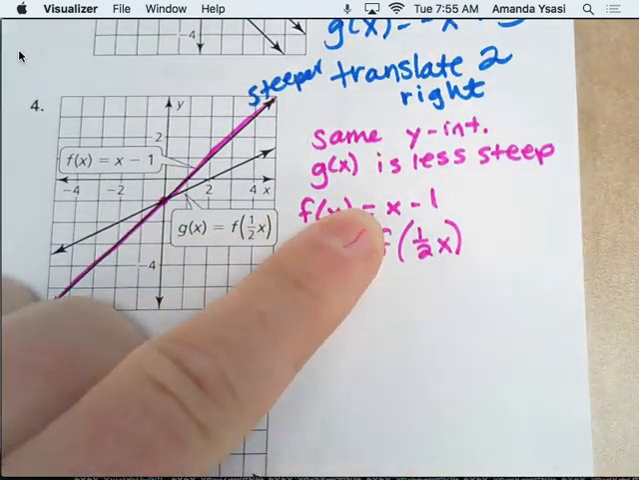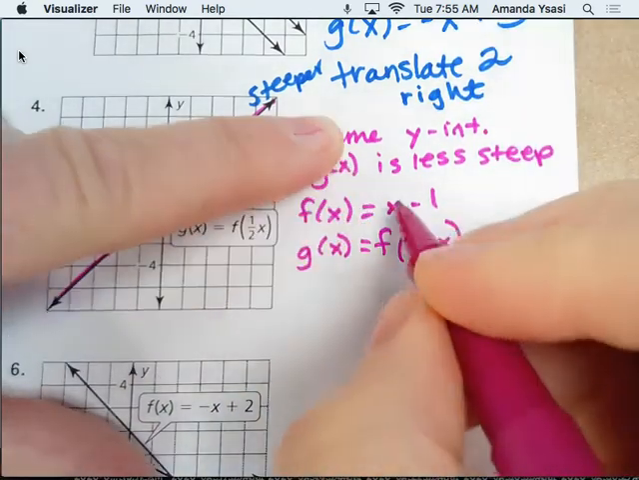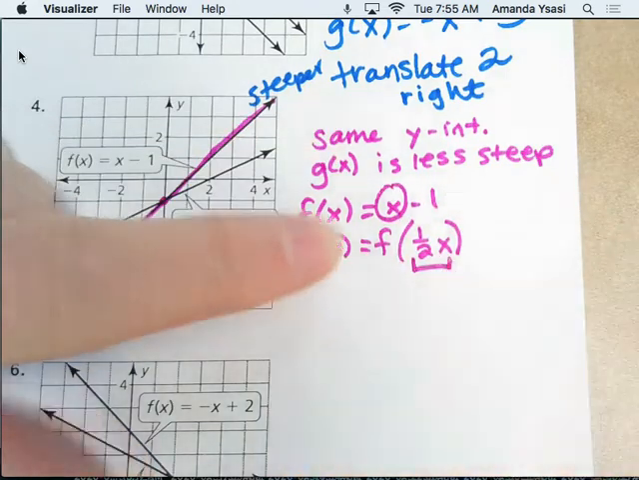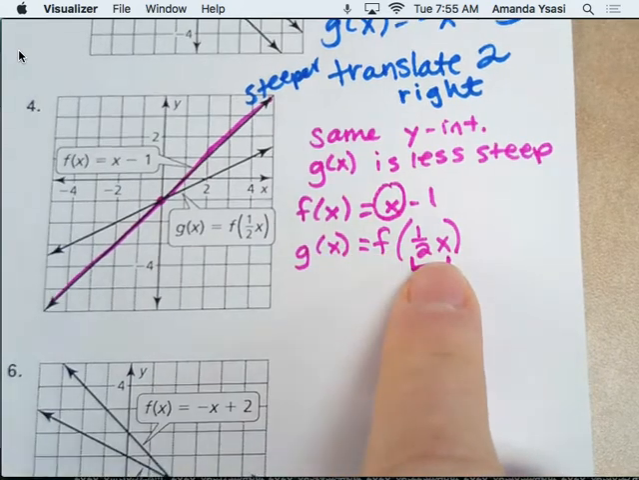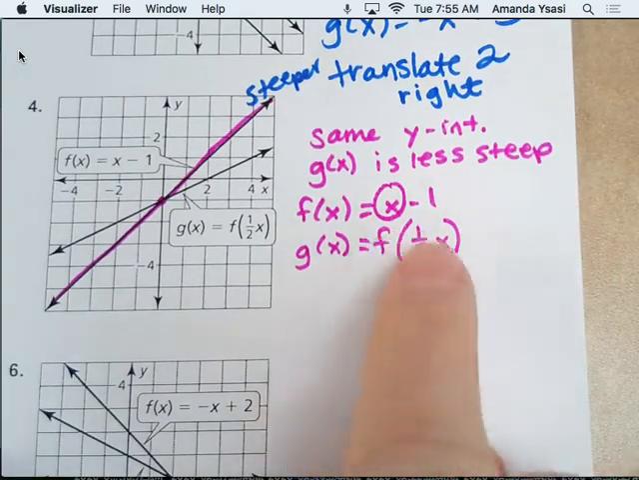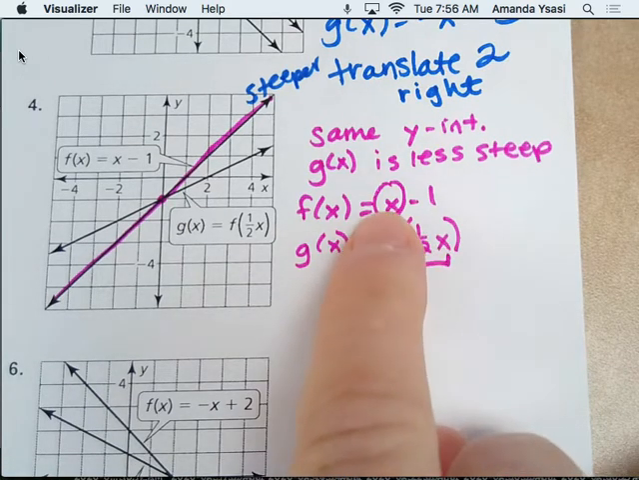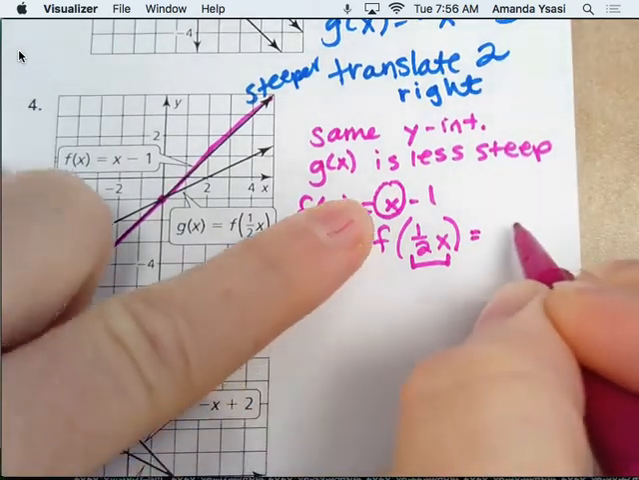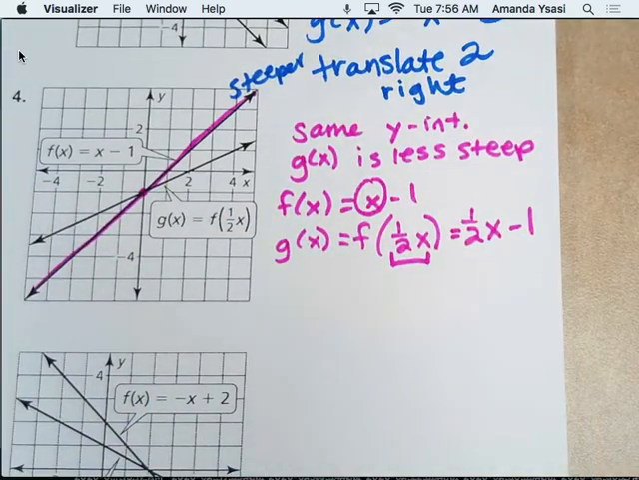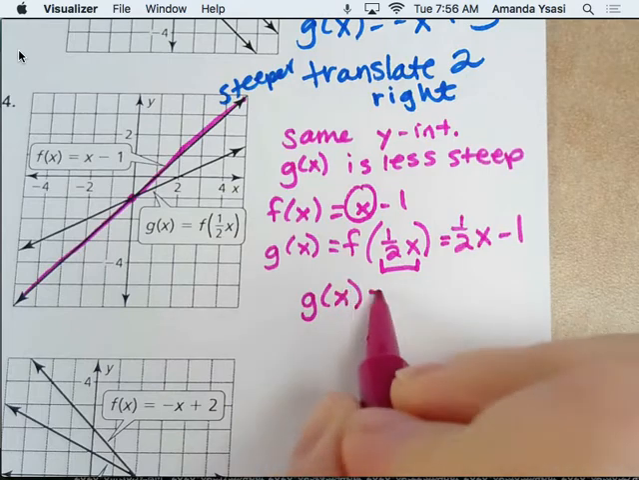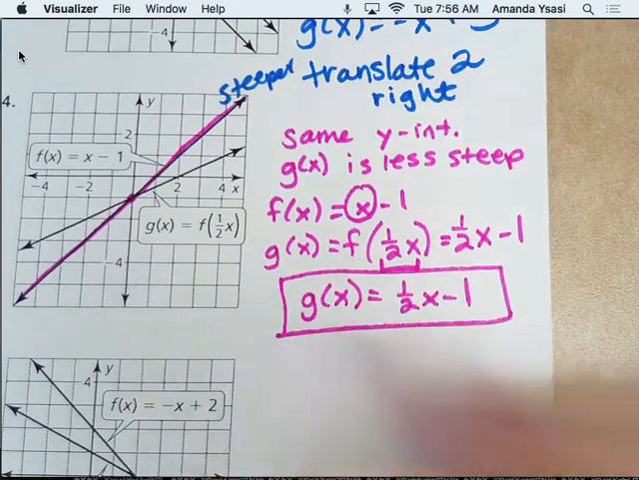So we have this equation, x minus 1. So it's no longer going to be x. It's going to be half x, because we are replacing x with whatever is inside our function. Remember function notation? If we want f of 2, we would plug in 2 for x. f of half x means we're plugging in half x for x. So in the spot of x, we're putting half x minus 1. So our new equation is half x minus 1.